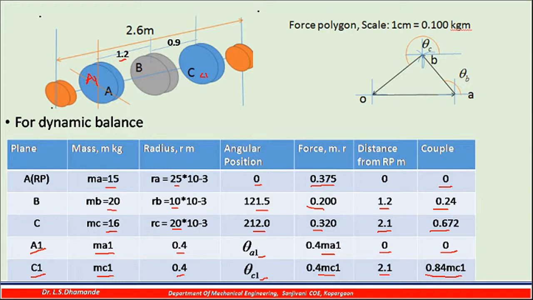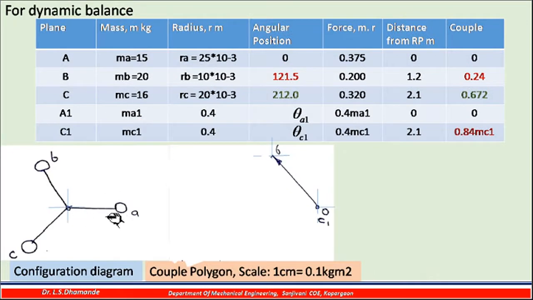Okay, so let us draw the configuration diagram by using the angular positions of the masses which are available to us. So we have this A, B and C. These three angular positions are known to us. So we will draw the configuration diagram by using these three angles. A is 0, then the second angle is 121.5, so this is the angle of B, and this is 212 for the angle of C. These three angles are being drawn here.